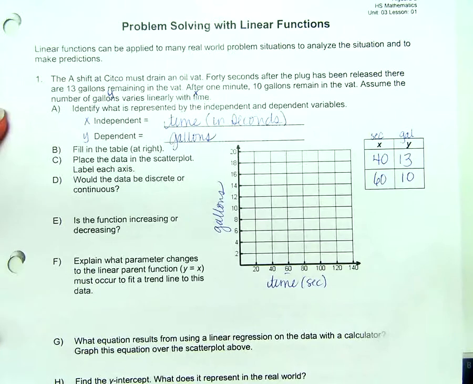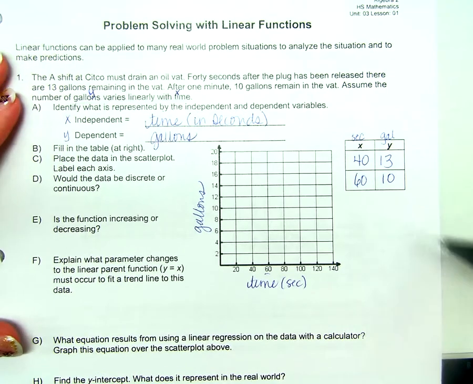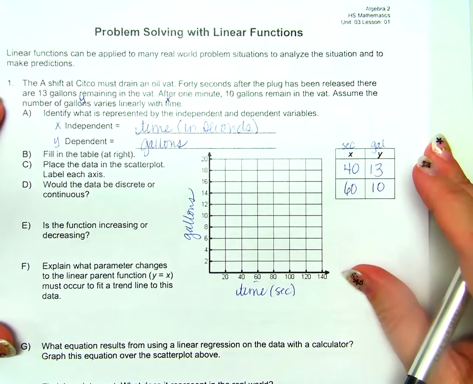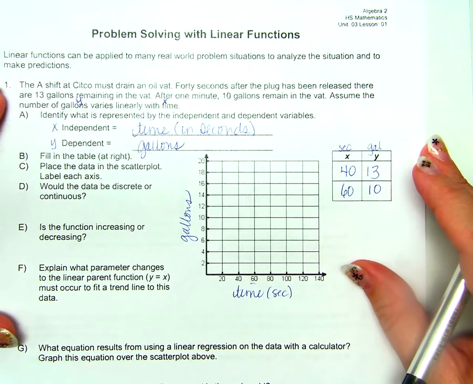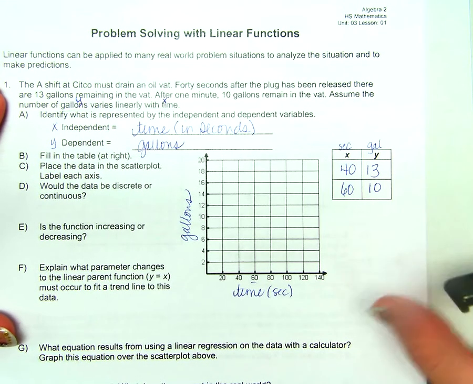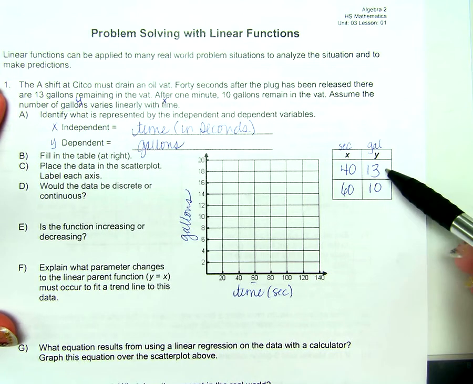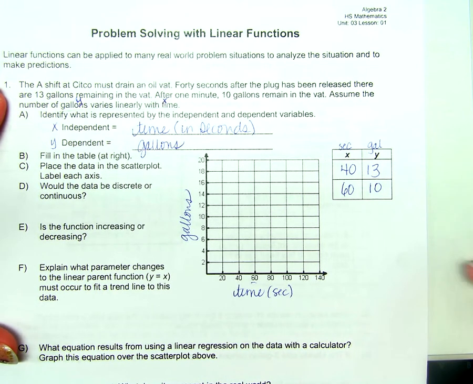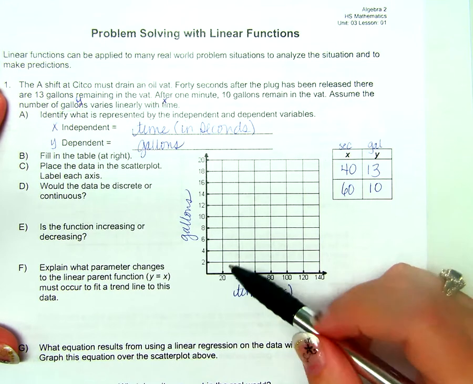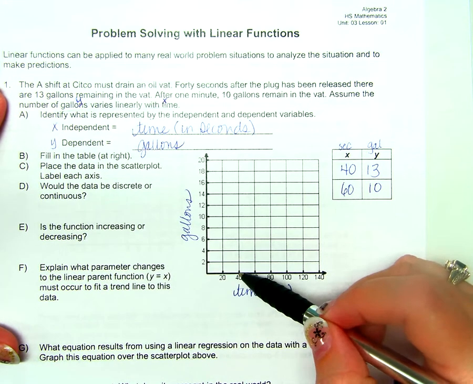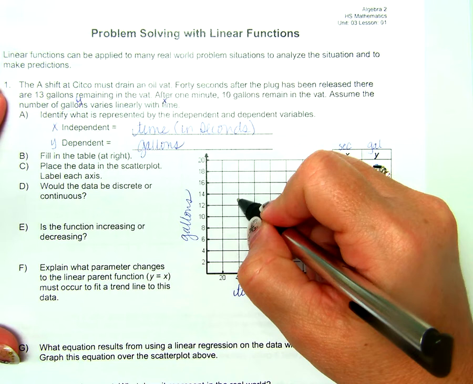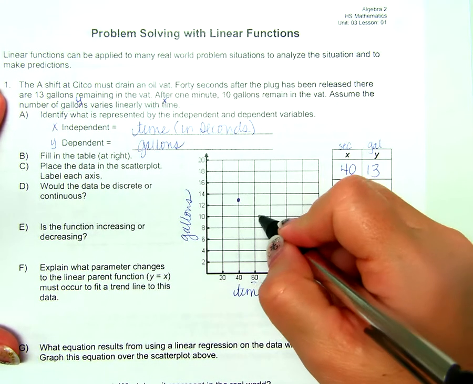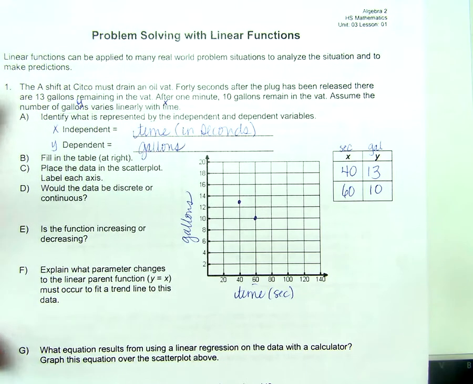So we have only 2 points to place on the scatter plot. Is that enough? Is there a set number of points that you have to have in order to make a line? Well, hopefully by now you realize the answer to that is yes, and the answer is at least 2. You need at least 2 points to make a line. So when I go to plot these 2 points, when x is 40, y is 13, so that's going to be about there. And when x is 60, y is 10. So that's going to be about there.